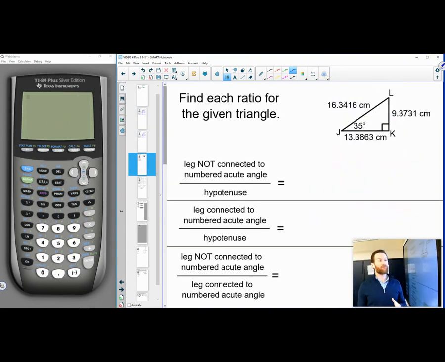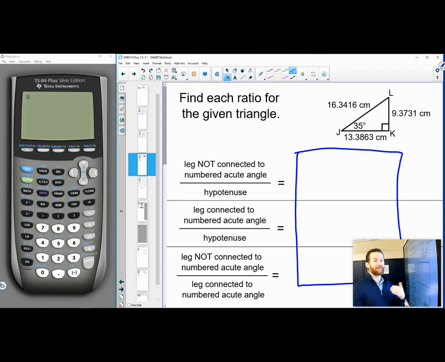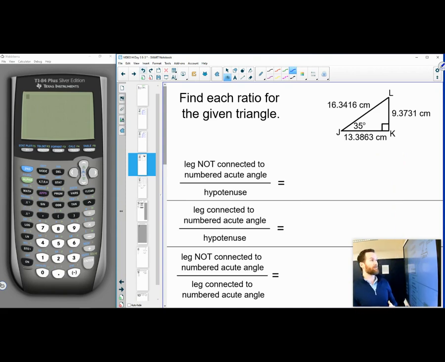Okay. Just one more triangle to go for this activity, and I know this probably seems tedious, but if you want to get the most out of this video, you really need to pause right now, try this on your own, fill in those numbers, get your decimal answers, and then hit play and check your answers, and we'll move on from there. So pause, and then we'll go over in 3, 2, 1, let's go. All right, so this is our numbered acute angle this time, and the first ratio is the leg that's not connected to it compared to the hypotenuse.